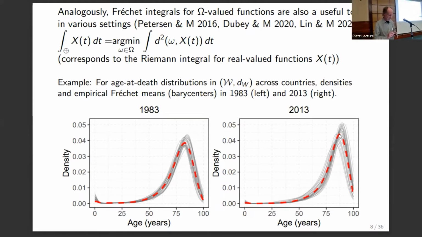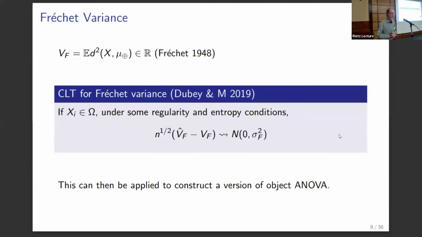And this brings me now to the issue of variation. So of course, there is the well-known Fréchet variance, which is also in Fréchet's paper in 1948, which means that instead of looking for mu plus, you have the mu plus now, and you just look at the average distance squared of the data x to mu plus, and that's your Fréchet variance. Very straightforward. And then under entropy conditions, that's where the value of entropy conditions comes in, you can actually get a central limit theorem for the Fréchet variance. But you need to make the connection to entropy conditions to do so. And this central limit theorem proved very useful to develop an object ANOVA. That means you want to test different groups whether they have the same means, for example, the same Fréchet means, and then you can use this result here to develop a test.